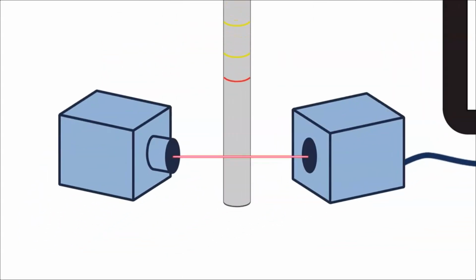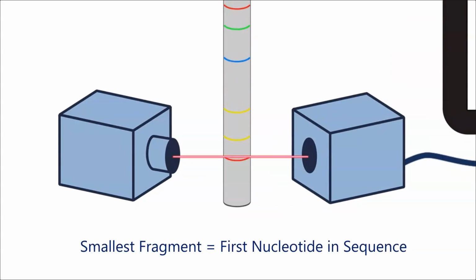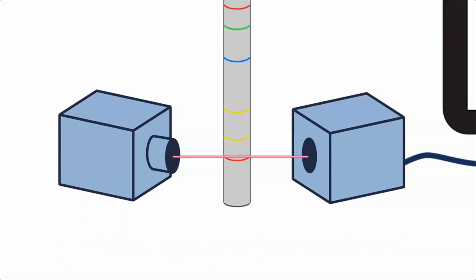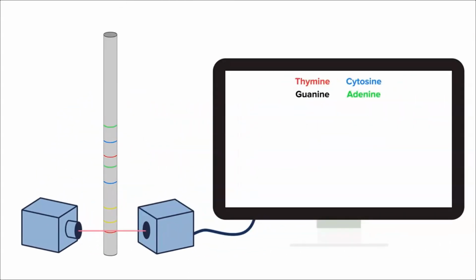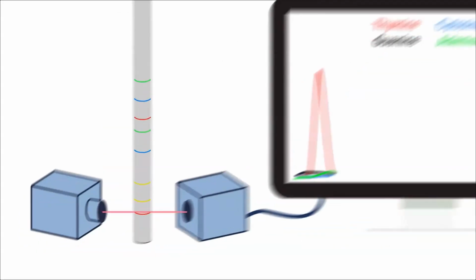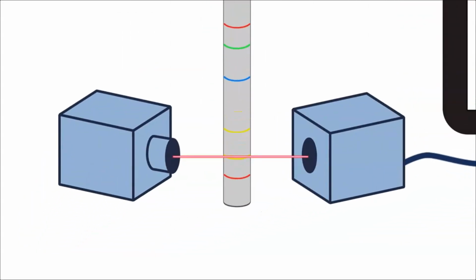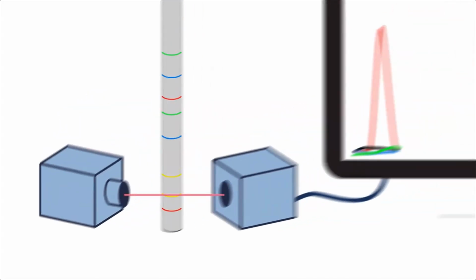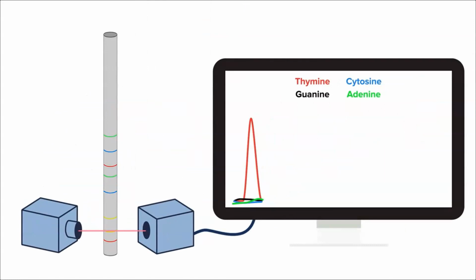The fragment of DNA that reaches the bottom of the tube first is the smallest fragment. We can determine that this fragment represents the first nucleotide in the sequence. In this case, the first nucleotide is thymine. Because of its fluorescent tag, it will show up as a red peak. The next fragment to pass by the detector is the next smallest fragment, representing the second nucleotide in the sequence. In this case, our second nucleotide is guanine and will show up as a black peak.